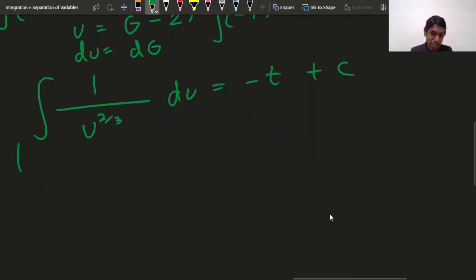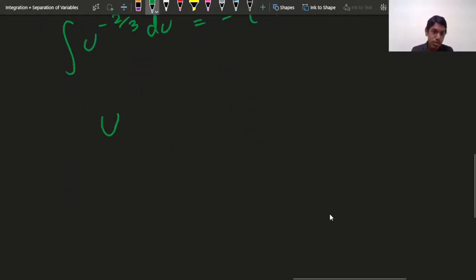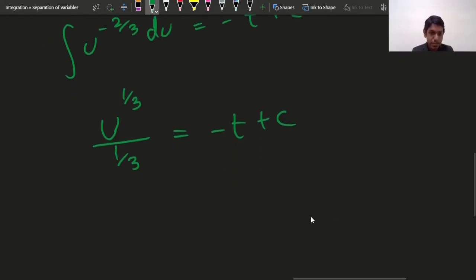Okay, so to finish this side, we're going to write this as a negative exponent, so then we can apply the power rule. So now we're going to add 1, so minus 2/3 plus 1 is going to be 1/3 over 1/3. And you could write a plus C here, technically, but you can also just always move it to the other side for whatever value of C you pick on this side. So you normally only write it on one side just because it doesn't matter at the end of the day.